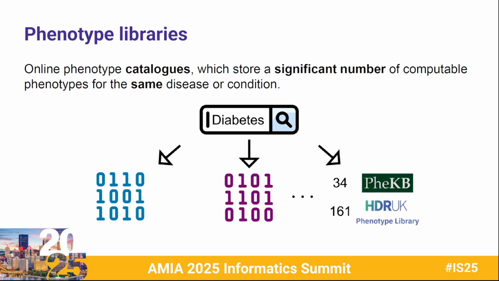And what we're seeing is that from among those definitions stored in libraries, many actually target the same disease or condition. So for example, if I type diabetes into the phenotype knowledge base, I'm going to get 34 results. And if I type diabetes into the HDR UK phenotype library, I'm going to get 161 results. There's a slight caveat to that 161, which we'll talk about shortly. But in general, the takeaway here is that there is evidence of a significant number of phenotypes in these libraries targeting the same disease or condition.